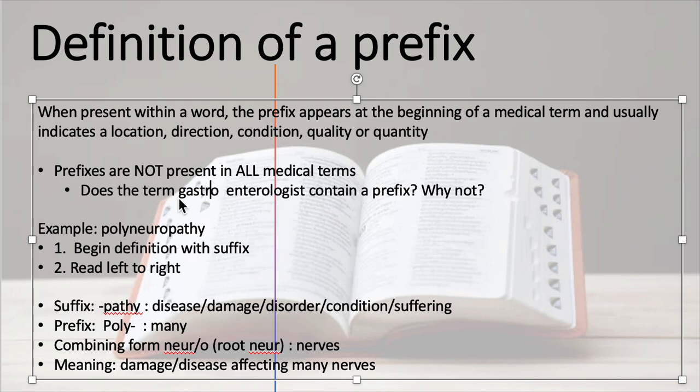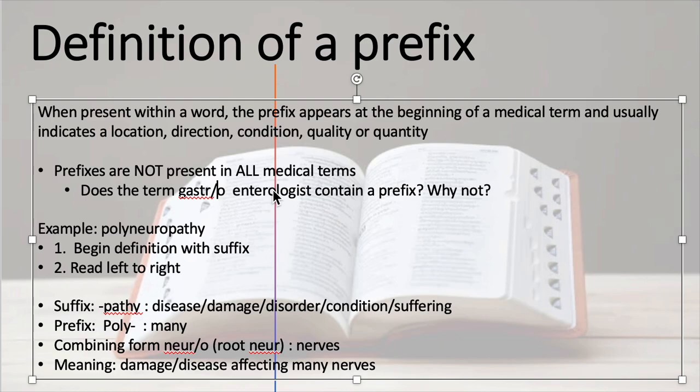So we know that this is a structure, and structural terms provide the core meaning of the term. They're not relating to a location, direction, or condition. They're referring to a structure, which is the stomach. So this provides some evidence that, okay, this must be a combining form, and we can see the O there, because if we continue on in the word, we see that there are more component parts here. So as we proceed, we see enter, another O, and logist.